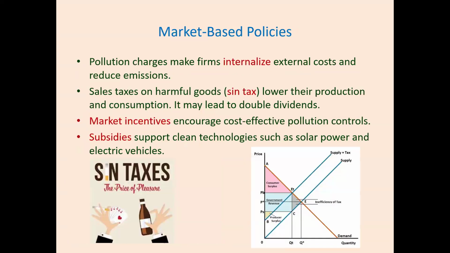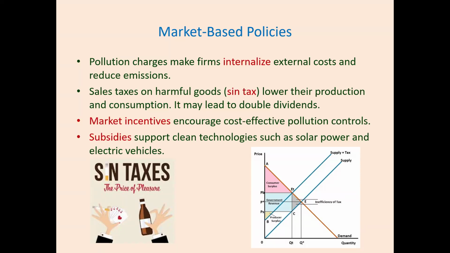There is an alternative to command and control, and those are called market-based policies. Market-based policies do not prohibit certain behavior, but they try to internalize the external costs to reduce emissions and other negative externalities. What does it mean to internalize? It means that the company will now have to pay for the external costs. An example of this would be sales tax on harmful goods. Think of the high sales tax we have on things like cigarettes, alcohol, and in many countries, gasoline.